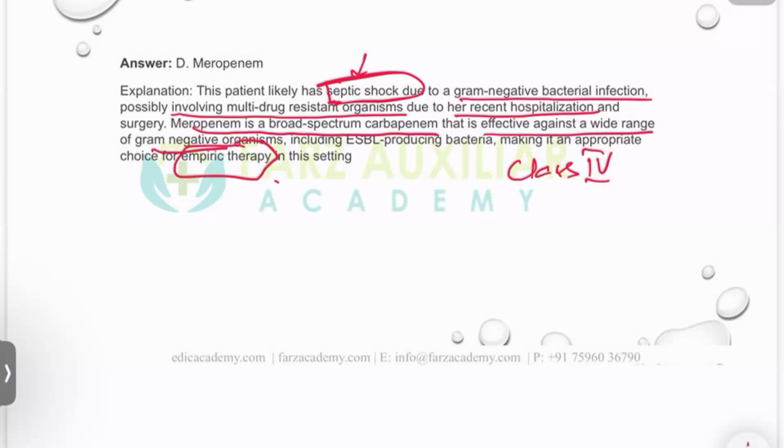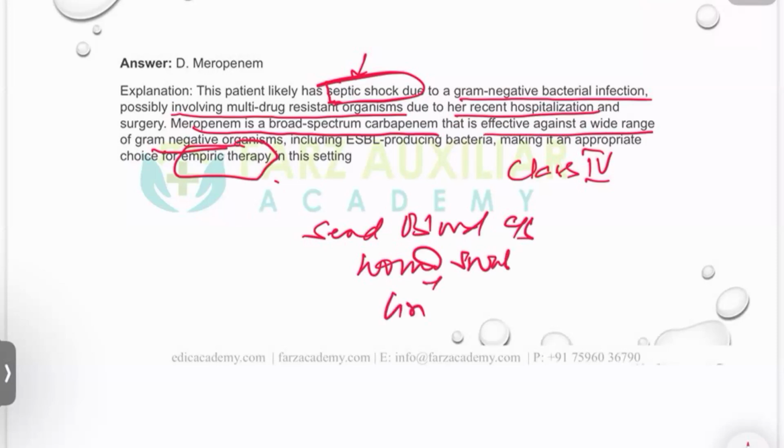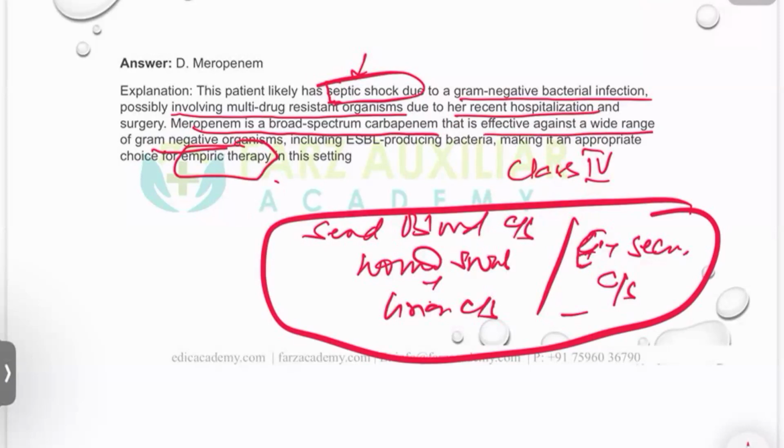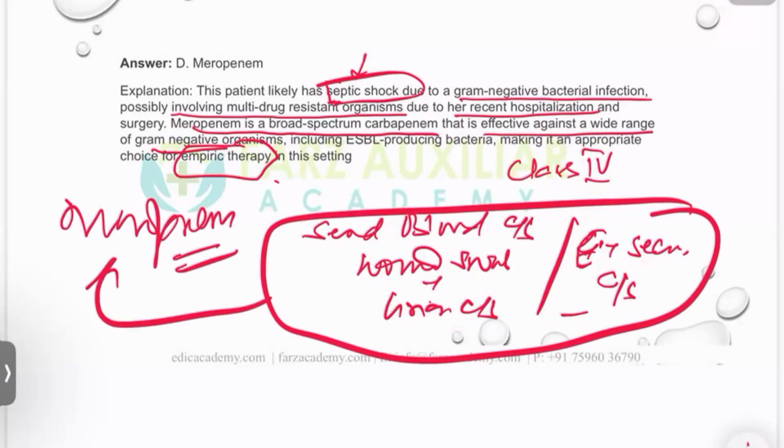Of course, you send the blood cultures and you send the wound swab culture from the diabetic foot, plus urine culture. If she is intubated, take the ET gram stain and culture as well, ET secretions. So after doing this, start the patient on meropenem. Any questions?